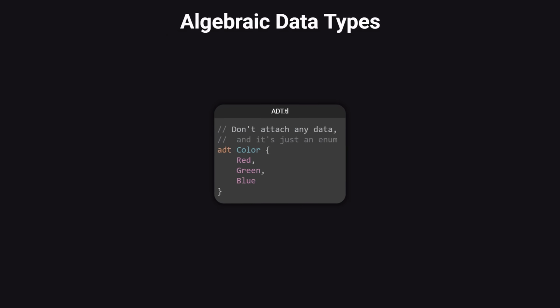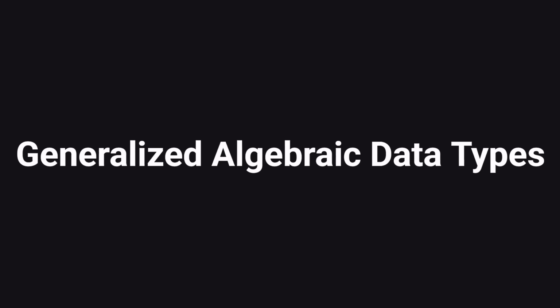If you choose to not attach any actual data to any of the variants, you're just left with a value that can be one of many different named cases, which is exactly what a standard enum is. ADTs aren't perfect though, and that's where GADTs come in. They're pretty complex, and only a small handful of languages actually have them, but a GADT, or Generalized Algebraic Data Type, functions as an extension to ADTs to make them even more expressive.